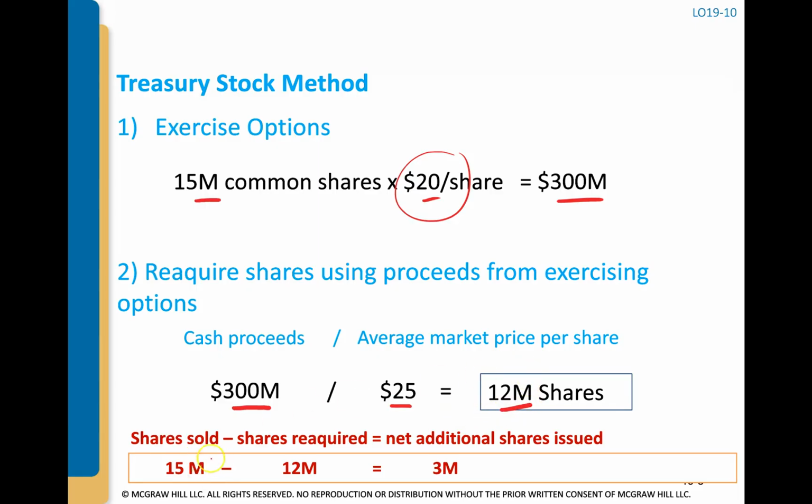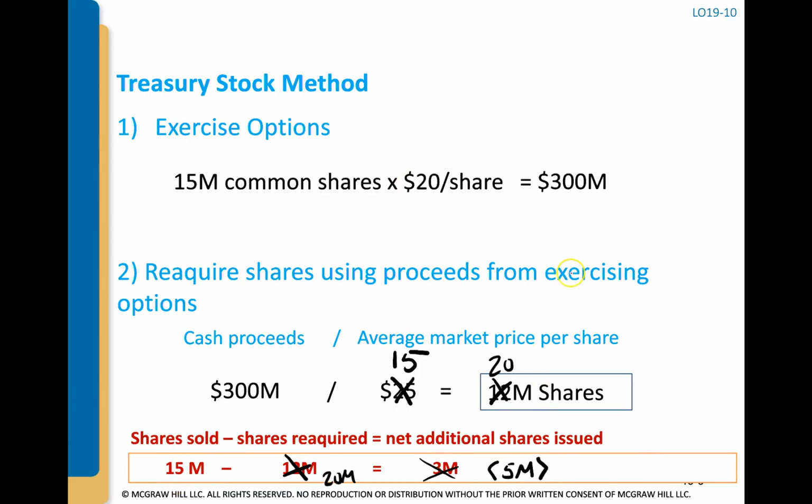We sold 15 million and bought back 12 million, so we have a net increase in our EPS calculation of 3 million shares. So our denominator increases by 3 million, and therefore our diluted EPS is going to go down. When our denominator goes up, our EPS goes down.